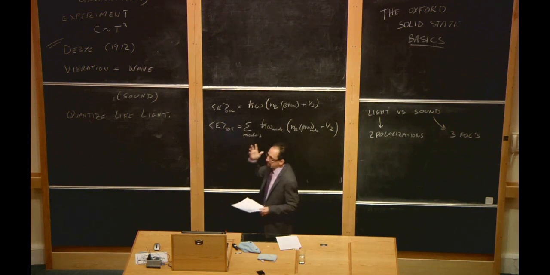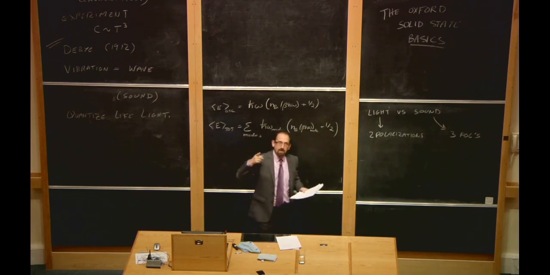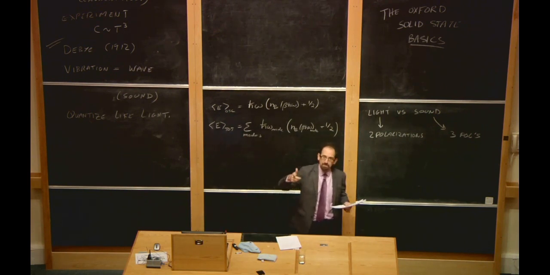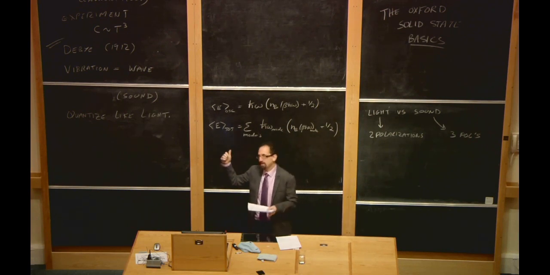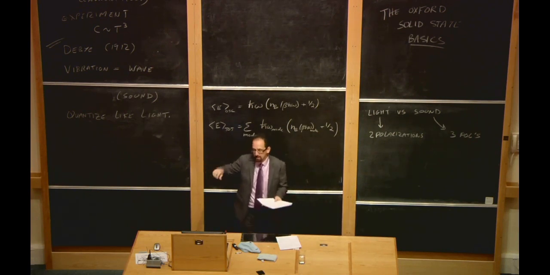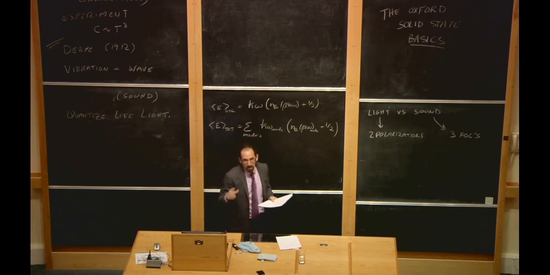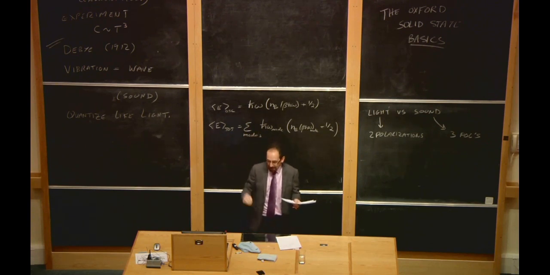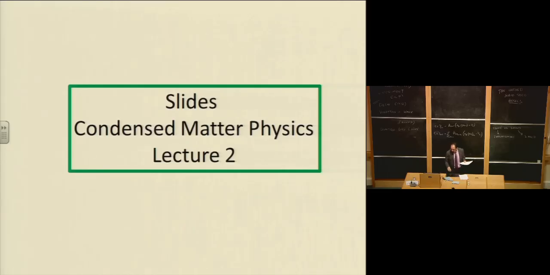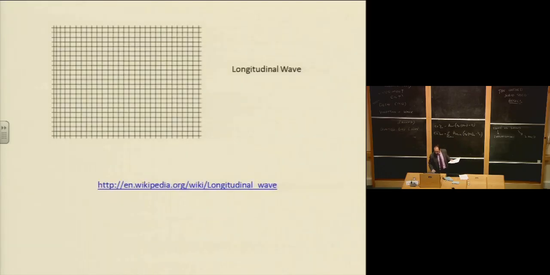Now, you'll remember from your E&M that if a light wave, or an electromagnetic wave of any sort, is going in the x direction, the electric field has to be in the y direction or the z direction. It can't be in the x direction. Sound is not like that. If a sound wave is going in the x direction, the polarization of the sound wave can be in any direction. It's probably easiest to explain this with a movie. So let me show you the movie of what I mean by this.